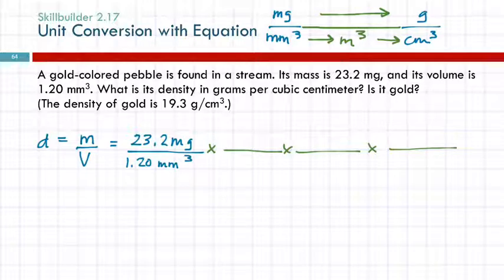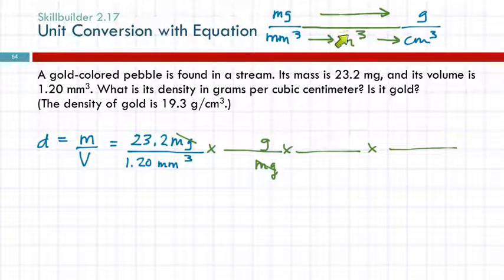I always like to do the top first and then the bottom. So I'm going to look at the top, milligrams to grams. Here's my milligrams. I'm going to write grams here. And I'm going to put milligrams down there so the units cancel out. Everybody okay with that? Now, if I stopped, I'd have grams per cubic millimeter. So now I'm going to do these other 2 arrows.